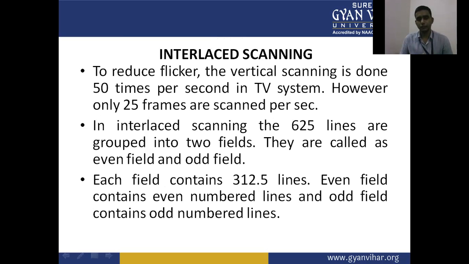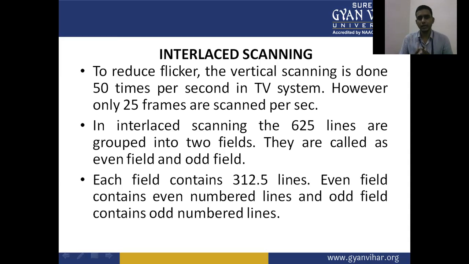Interlaced scanning is the fourth type of scanning in TV systems. To reduce the flicker, the vertical scanning is done 50 times per second in the TV system. However, only 25 frames per second are scanned. So to reduce the flicker, we need to increase this rate to 50 frames per second. This is done by interlaced scanning.